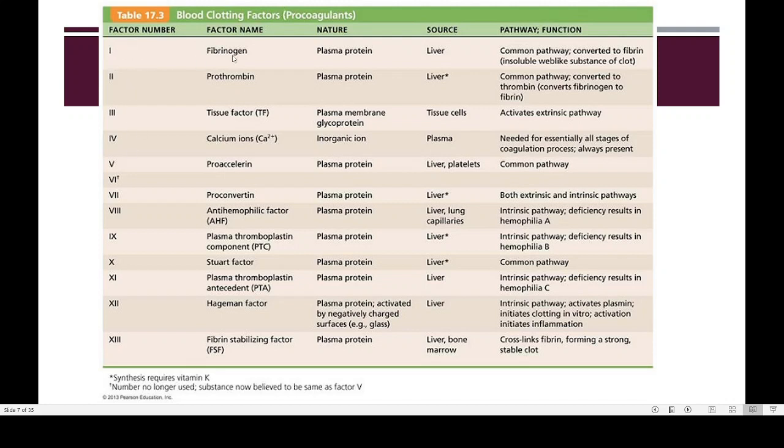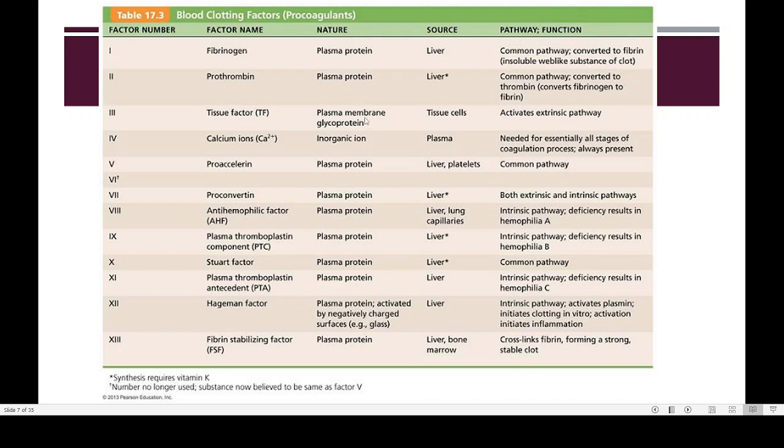The first clotting factor is known as fibrinogen, the second is prothrombin, the third is tissue factor, the fourth is calcium ions, the fifth is pro-accelerin, then pro-convertin, anti-hemophilic factor, plasma thromboplastin component, and Stewart factor, up to fibrin stabilizing factor. So these are the 13 factors, and this is their nature.